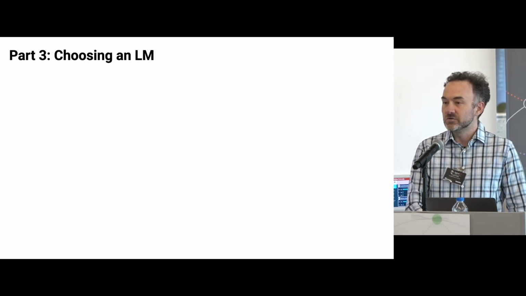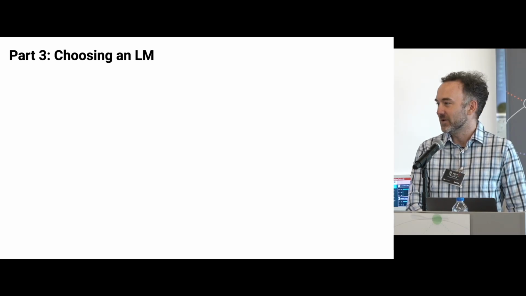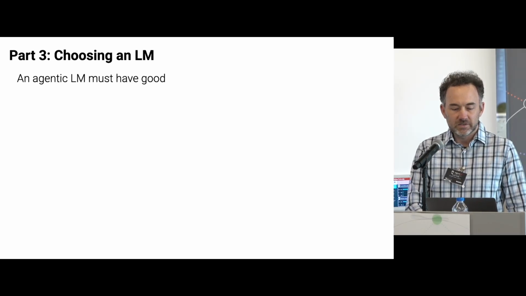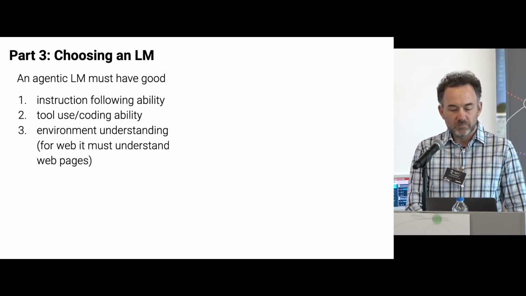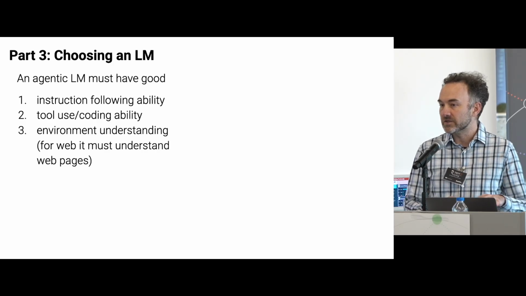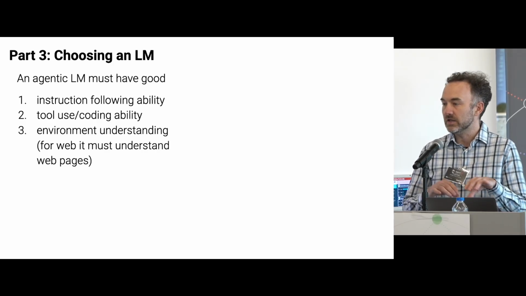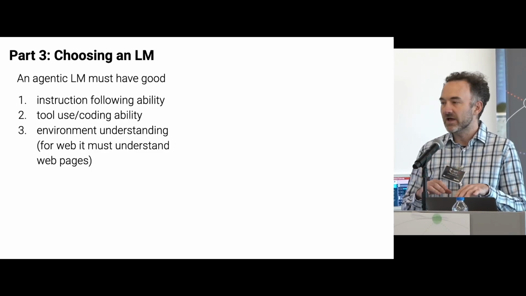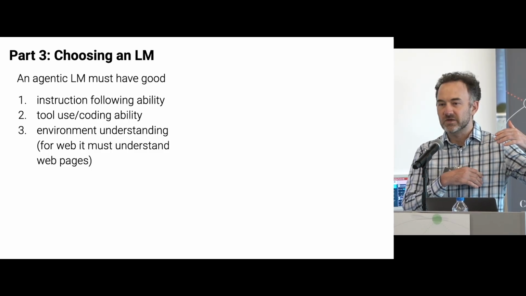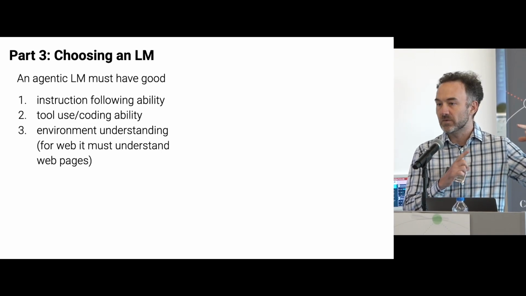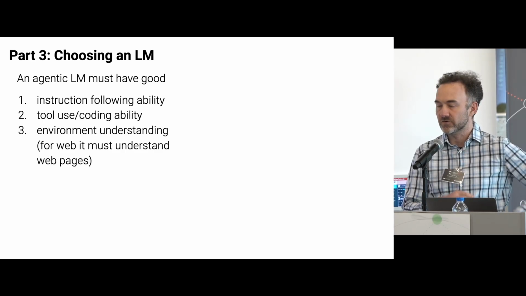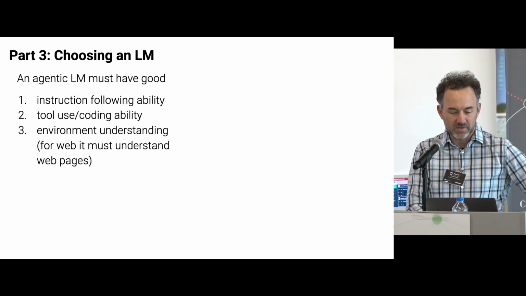Another thing I think about is choosing a language model. Everybody has heard about large language models, and an agentic language model must have good instruction following ability, tool use and coding ability, especially if you're writing software. It must understand its environment. If I wanted to ask the language model to go in and look at the web page and realize that the bar chart or the line chart was continuously expanding and fix that, it would need to be able to understand web page screenshots. And that's not something you can take for granted. Some language models are better at that than others.